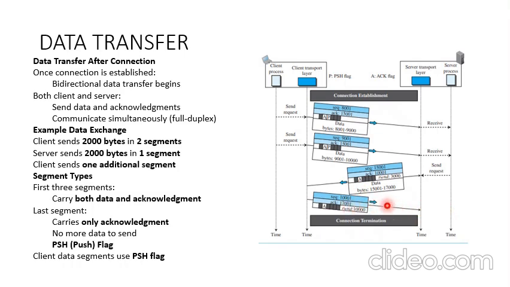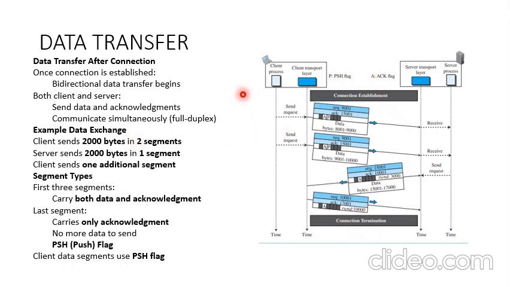And we use a push flag. This push flag is mainly used to ensure the data is delivered immediately without waiting for buffers to fill. Here we are going to use a push flag. So this is the data transfer phase. It's an example of data exchange.